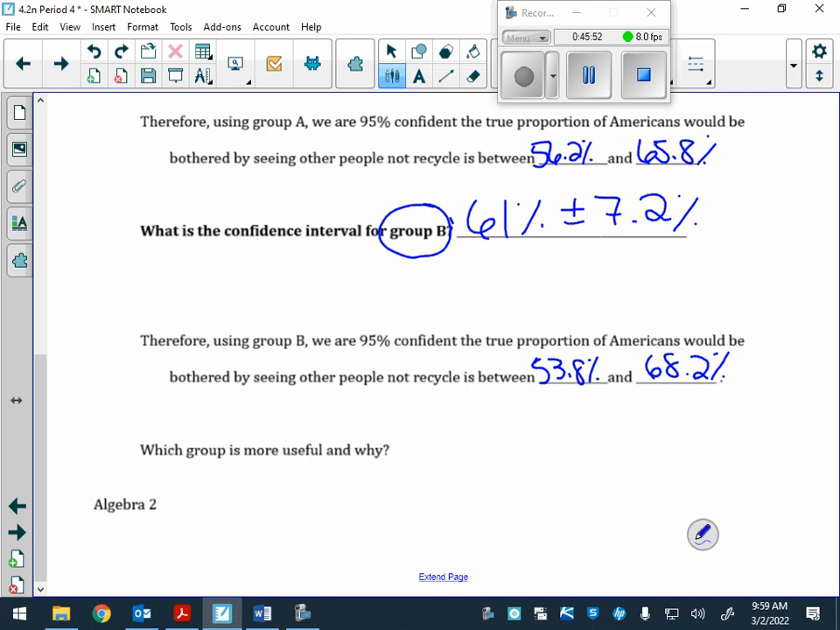Okay, some of you might have not been sure. So one thing to keep in mind, if any takeaway for the margin of error, the larger the sample, the smaller the margin of error. That's key, okay? The more we sample and the more it's random, the closer we'll be to the truth, okay?